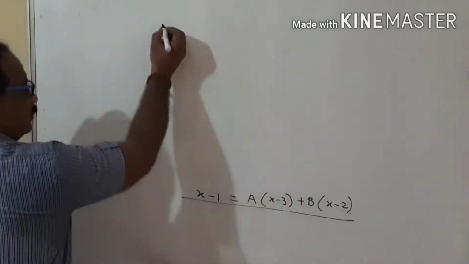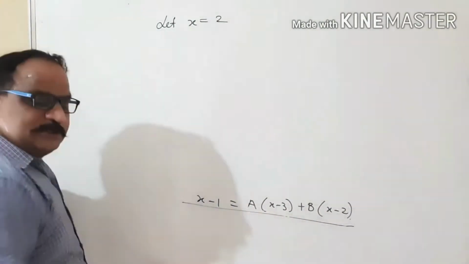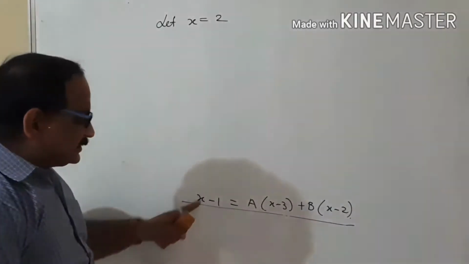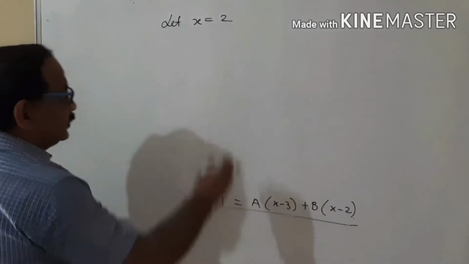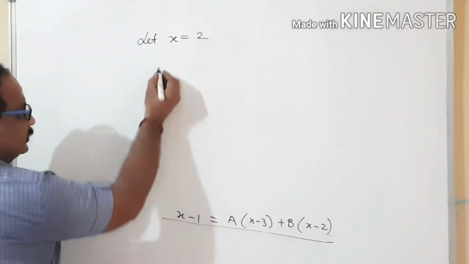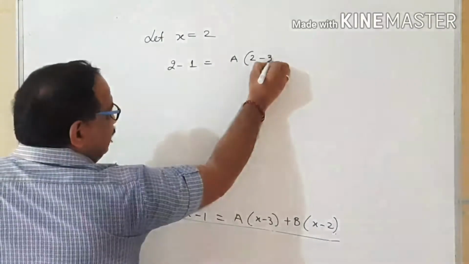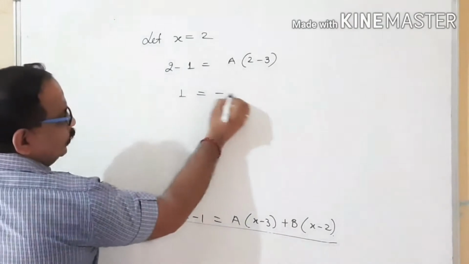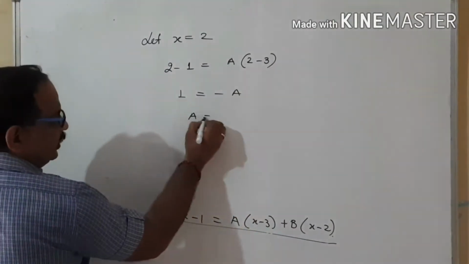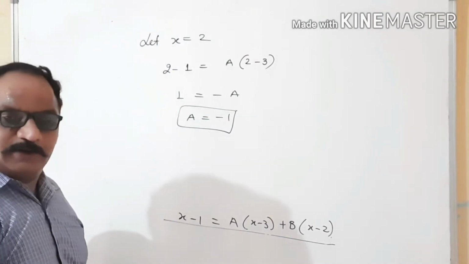So we substitute x equals 2 first in both sides. I already told you that it is an identity, so we are able to put any value in place of x. Here x equals 2. On the left hand side, 2 minus 1. On the right hand side, A times (2 minus 3), and the other portion becomes 0. So 1 equals minus A, so A comes to us as minus 1. In place of A, I put minus 1.